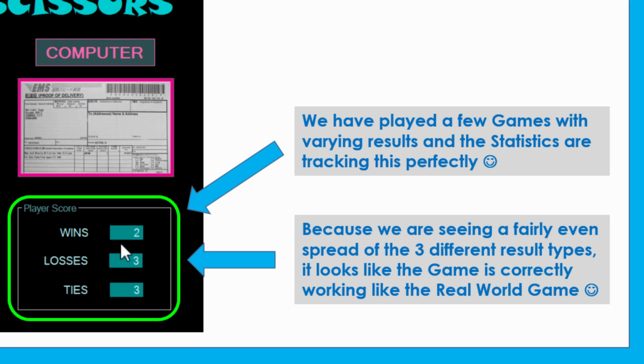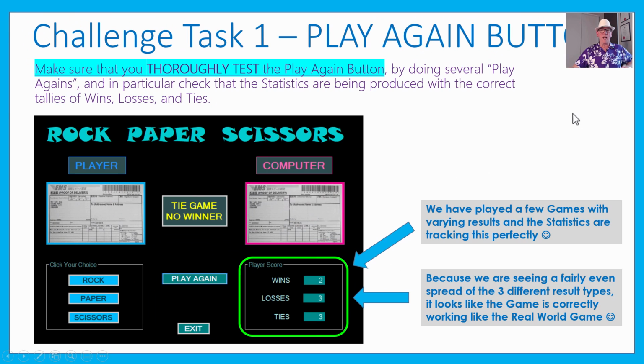But you can see that it is varying. It is spreading out between the 3 possibilities. So that looks like our random number processing. Everything's working just like it would in the real world. So we've got ourselves a real world game with flashing GIFs and a play again button and statistics. Other VB.NET games won't give you any of this stuff.